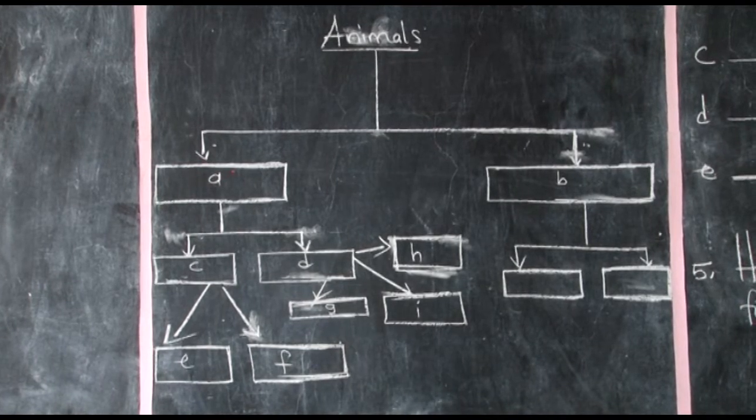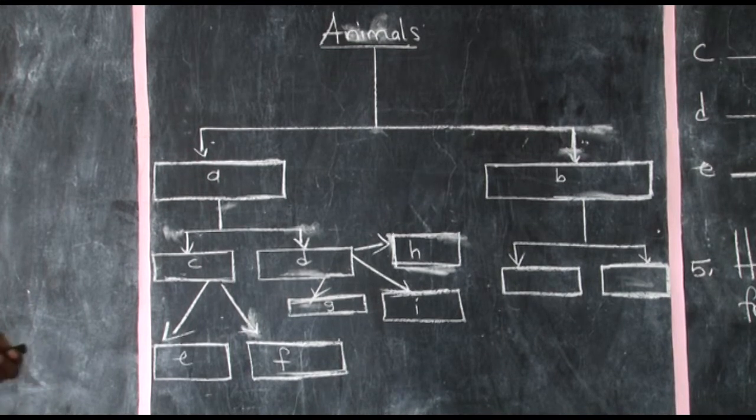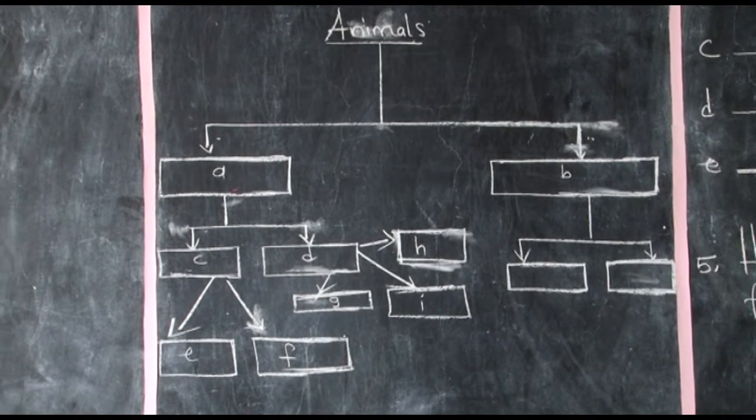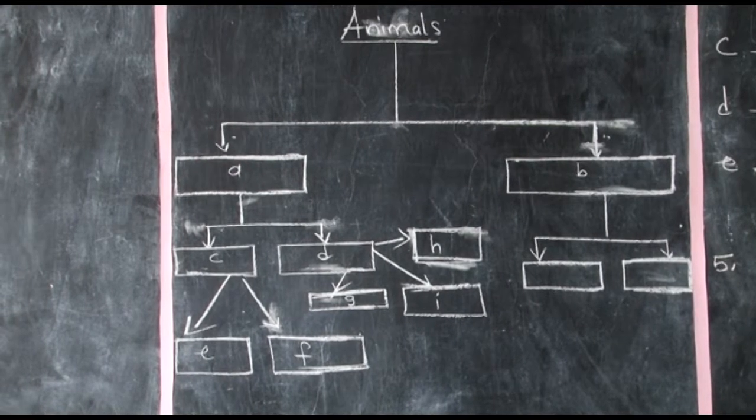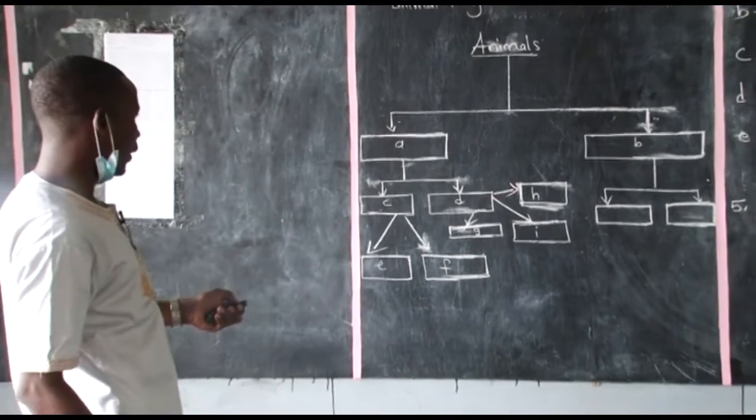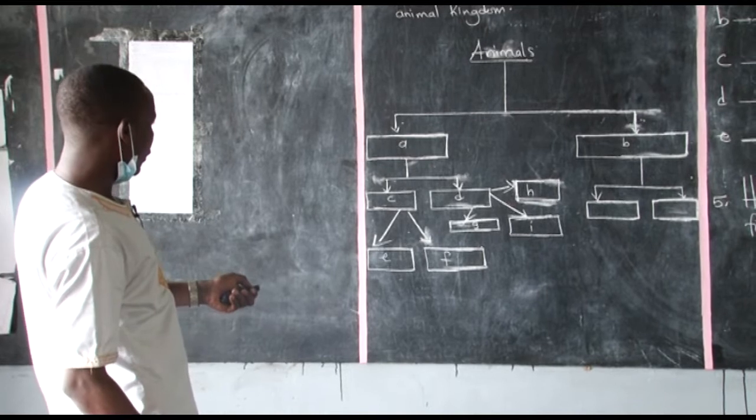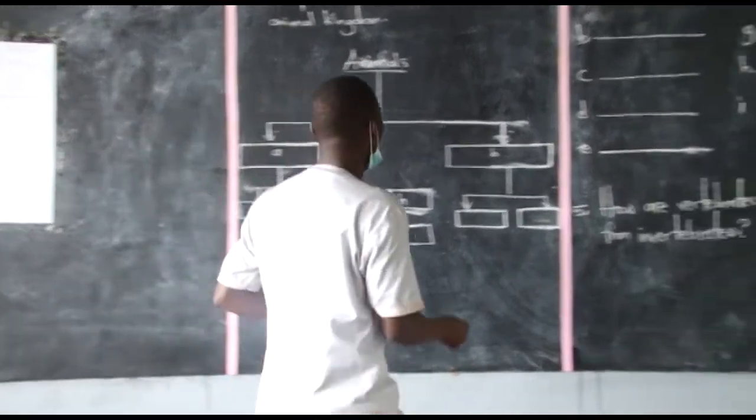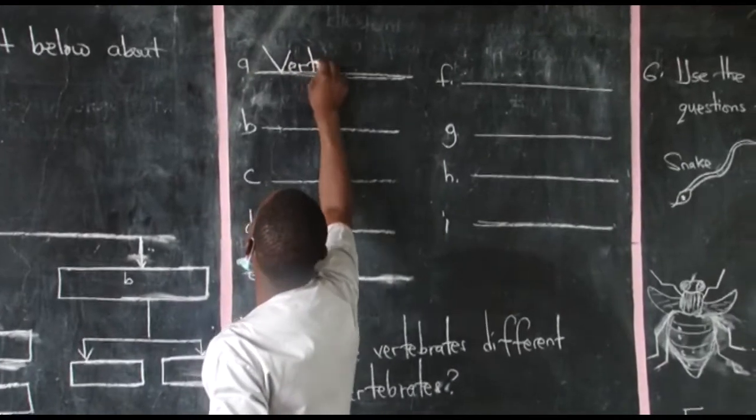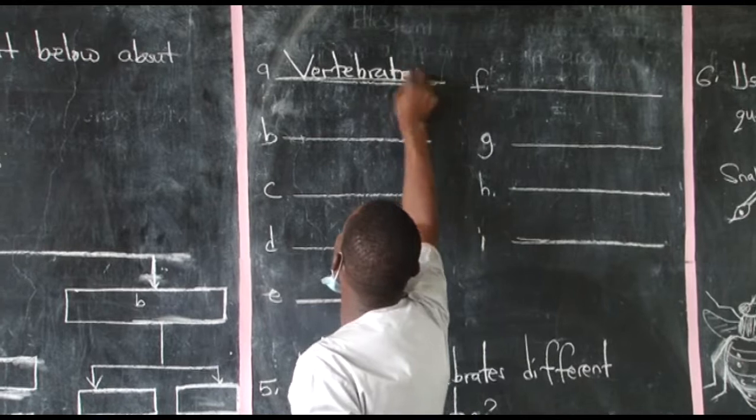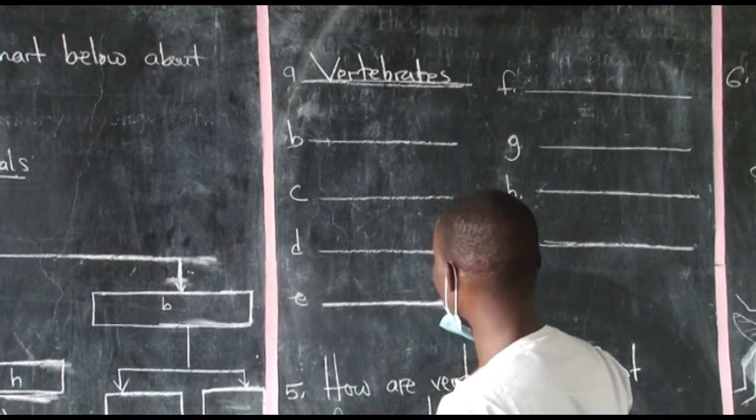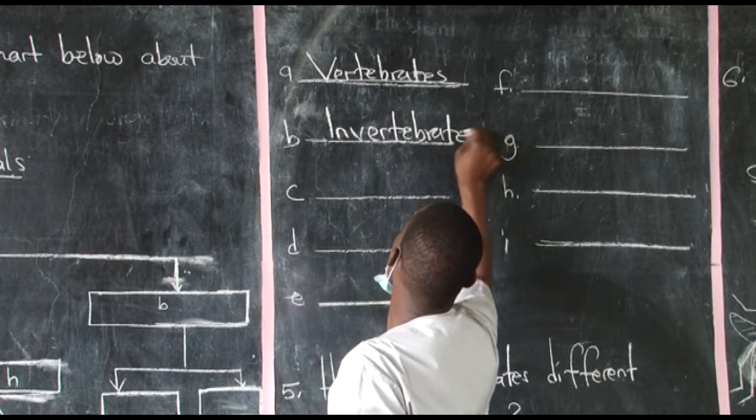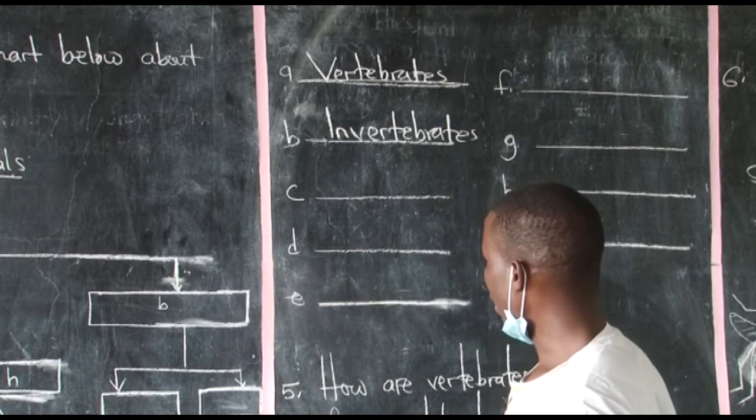We need to look at A. We can look at A here, and B. These are the major subgroups of animals. Before you classify vertebrates or invertebrates, check on the divisions here. Here we have 2, then the other 5 here, and then 2 here. This is giving us the side of the vertebrates. So for A, you can say they are vertebrates. For part B, they are invertebrates.